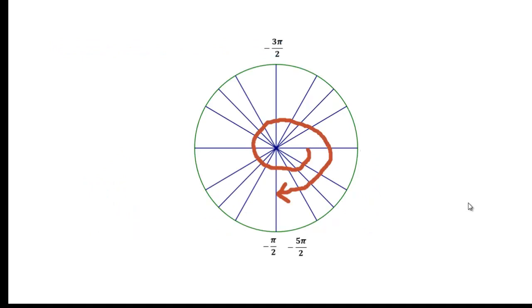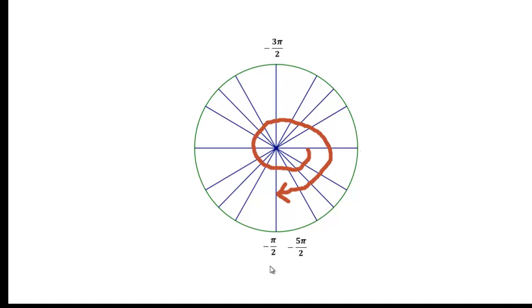When you draw a negative angle, you go clockwise. So you start at 0, that's the positive x-axis, that's angle 0, and you start moving in a clockwise fashion. We go to negative pi over 2, keep going, get to negative pi, then negative 3 pi over 2, and finally back down here to negative 5 pi over 2. So negative 5 pi over 2 shares a terminal side with negative pi over 2. They lie in the same place.